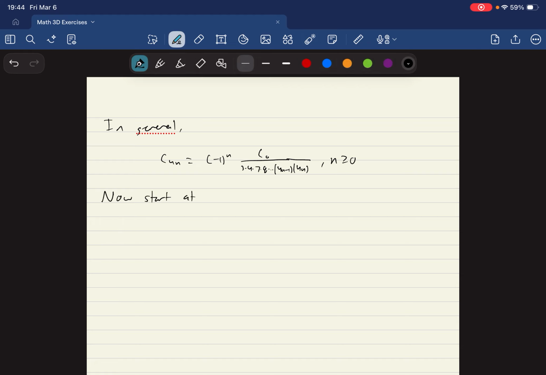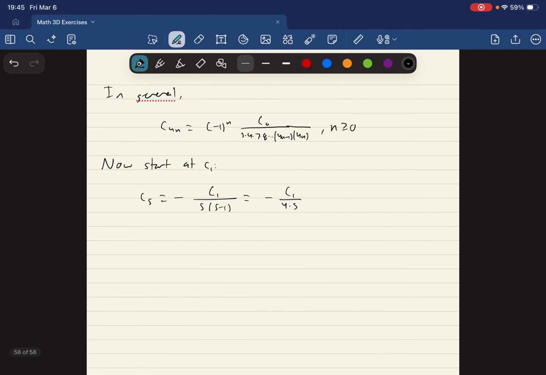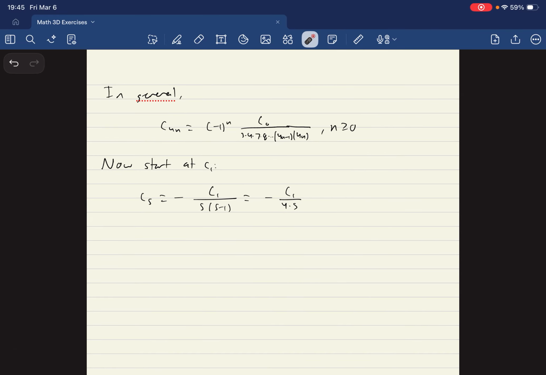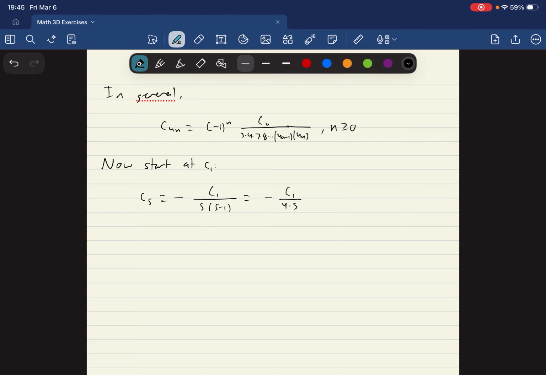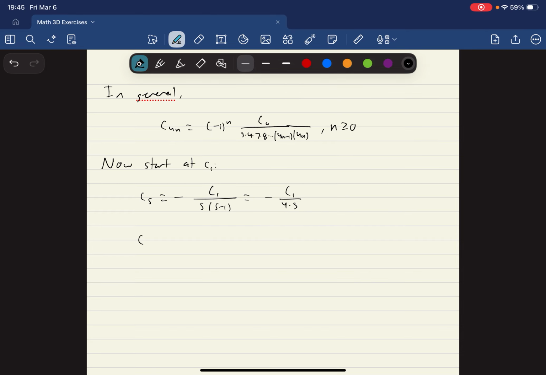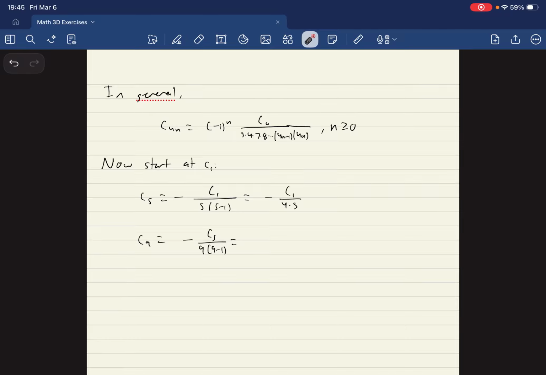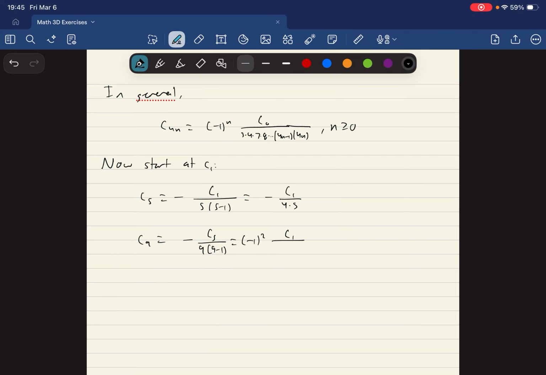Now let's see what happens if we start at C1. So adding 5, we get negative C1 over 5, 5 minus 1, which is negative C1 over 4 times 5. Again, nothing from our previous work imposed any conditions on C1, so C1 can be arbitrary. Now let's add 4 to 5, so we get C9. So this will be negative C5 over 9, 9 minus 1. But if we now plug in our formula for C5 into here, we get negative 1 squared C1 over 4 times 5 times 8 times 9.